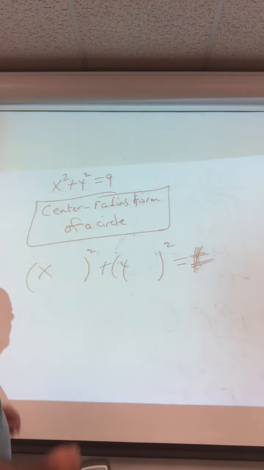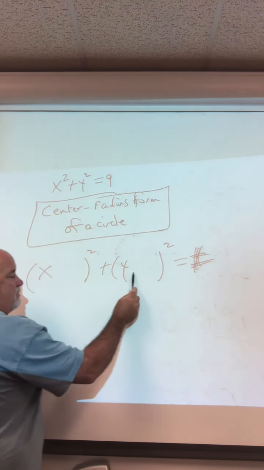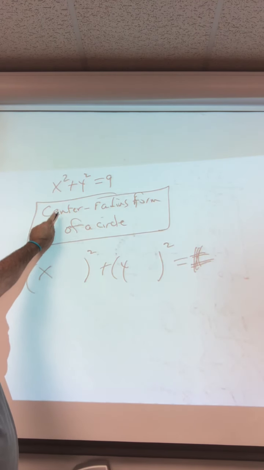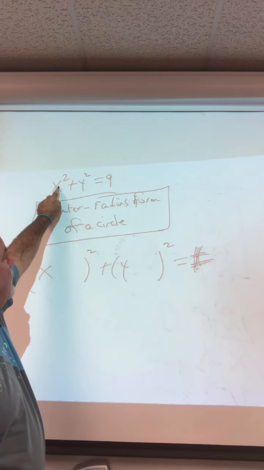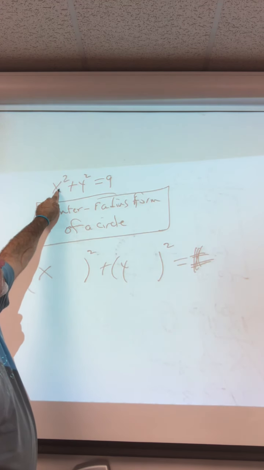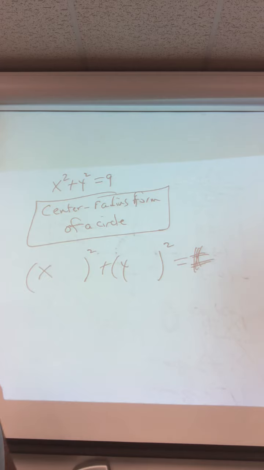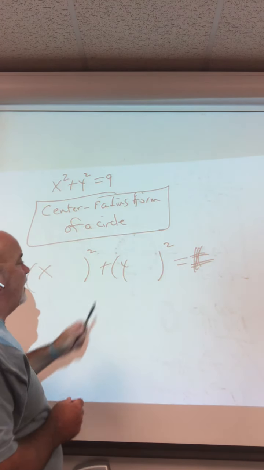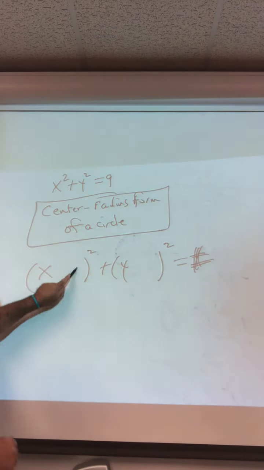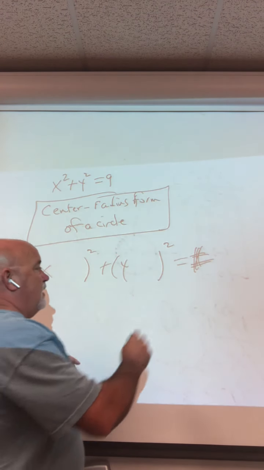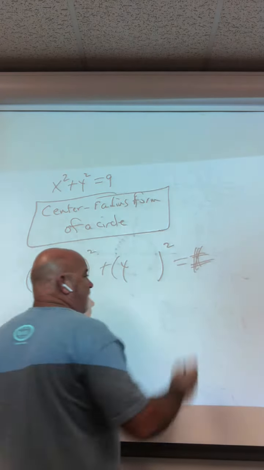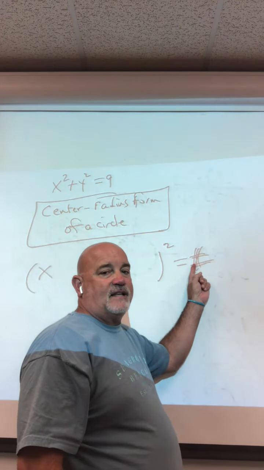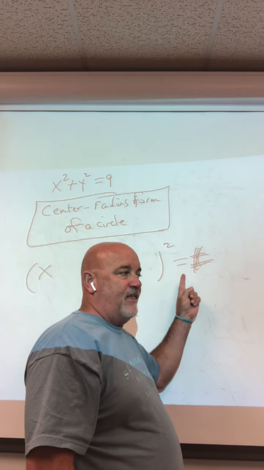Now it turns out that if there are any numbers behind this x and y, that affects where your center goes. Remember in this one up here, was there a number behind the x? No. Was there a number behind the y? No. So the center was at 0, 0. And so these two numbers affect where the center is located. This number right here affects what your radius is. And we get the radius by taking the square root of that number.